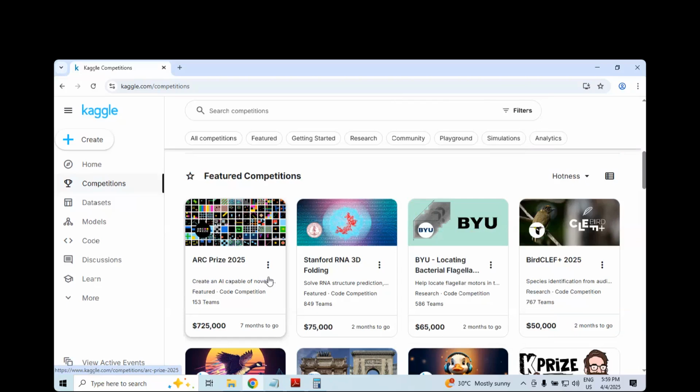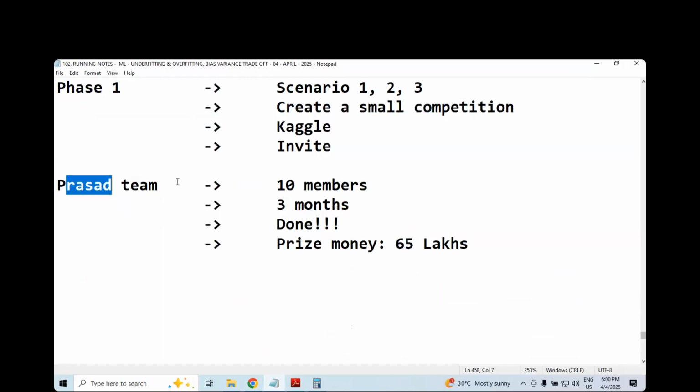Almost all data science companies do have good projects. Instead of directly starting the project, they will create a small competition in Kaggle and they will get the work done. The beauty will be, what this Prasad will do, sir, he can upload the code in Kaggle. It is open public code actually. Anyone can see.